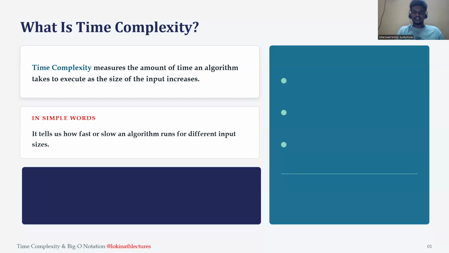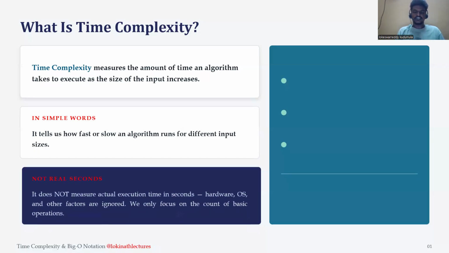So while giving larger and smaller inputs, we look at the performance of an algorithm. It's not measuring the execution time in seconds, or actual execution time on hardware or an operating system. Other factors we are not considering here. We only focus on the count of basic operations. I hope you understand what is meant by time complexity: while giving larger or smaller inputs, how an algorithm performs for different input sizes.